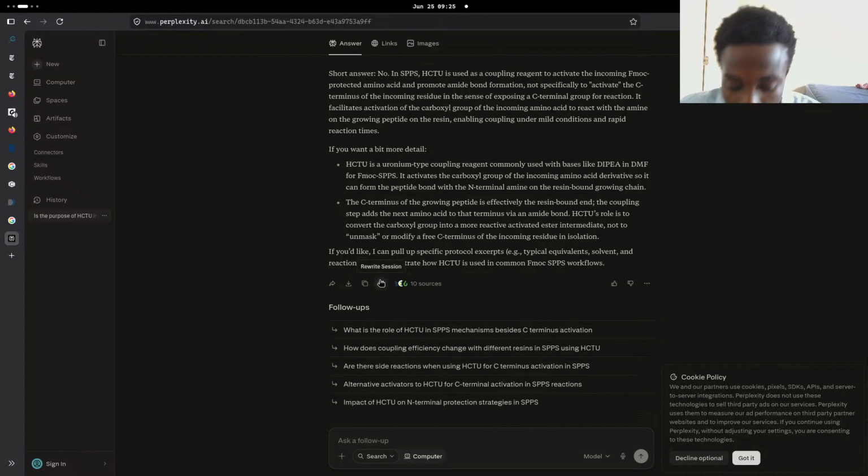Alright. Okay, I think we've hit the crux of the matter about our study here so far. So the C-terminus of the growing peptide is effectively the resin-bound end. Yes. The coupling step adds the next amino acid to that terminus via an amide bond. Yes. HCTU's role is to convert the carboxyl group into a more reactive ester intermediate, not to unmask or modify a free C-terminus of the incoming amino acid.